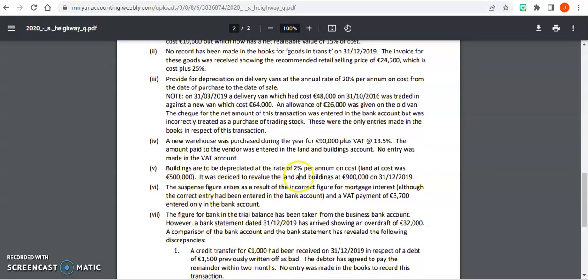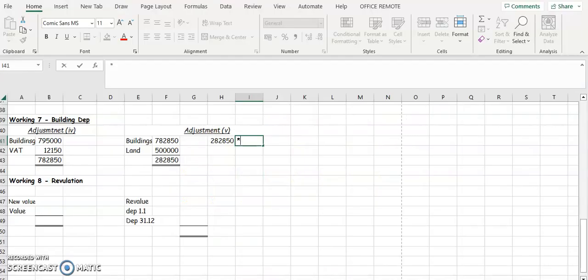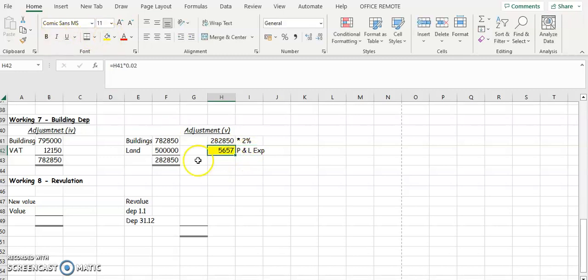So depreciation rate is 2%. So we're going to multiply that then by 2. And that will give you your depreciation then for this year. That will go into your profit and loss account as your expense. So 565,000 is our figure.